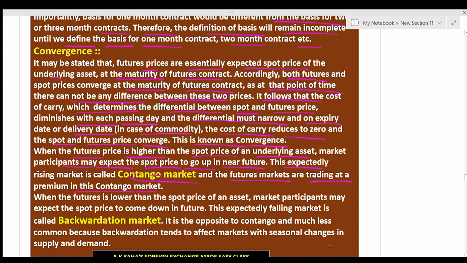When the future is lower than the spot price of an asset, market participants may expect the spot price to come down in future. This expectedly falling market is called a backwardation market. It is the opposite of Contango, and much less common, because backwardation tends to affect the market with seasonal changes in supply and demand.